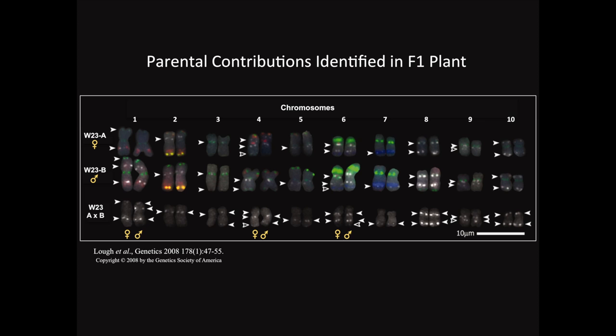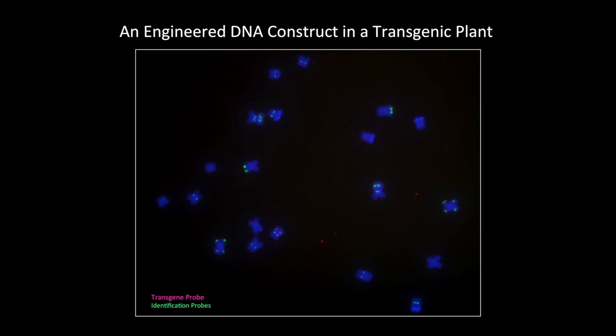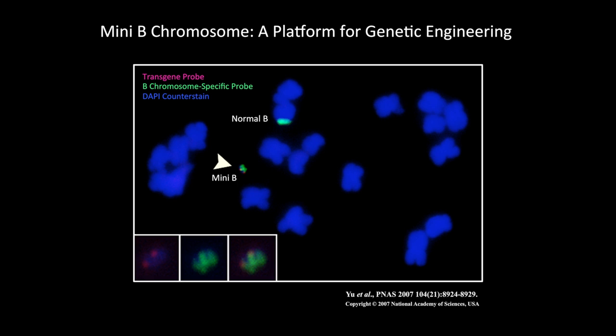When it comes to genetic engineering, FISH is a very helpful tool. It can be used to show the presence and location of an engineered construct in the original transformed plant and follow the construct through subsequent crosses. FISH can also be used to identify truncated chromosomes that can later be used as platforms on which to introduce engineered constructs. Now that you've seen some examples of how FISH can be used, let's look at the method itself.